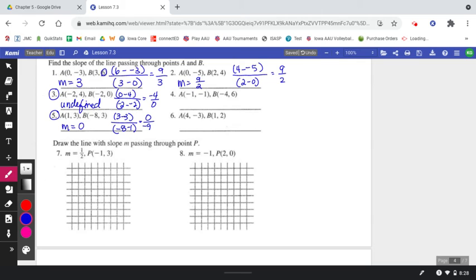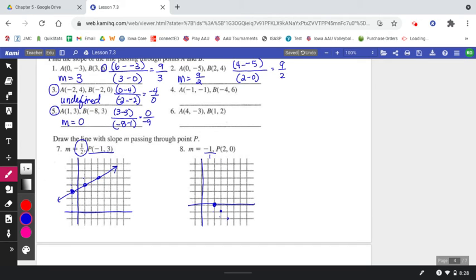The next thing they want us to do is, given a point and a slope, draw a line. So I start at this point, which is negative 1, 3. And to move to the next point, I follow the slope, which is rise over run. So it says to go up 1 over 2. This one, it says start at the point 2, 0, which is right here. And the slope is negative 1. And anytime a number stands alone, I can put it over 1 because it will not change it. So I go down 1 over 1, down 1 over 1.